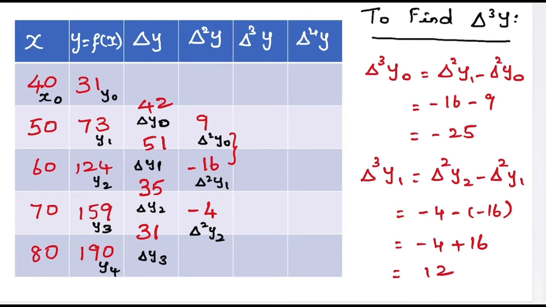Next, to find del cube y. Del cube y0 is equal to del square y1 minus del square y0 is equal to minus 16 minus 9 is equal to minus 25. Del cube y1 is equal to del square y2 minus del square y1, that is equal to minus 4 minus of minus 16, that is equal to 12.